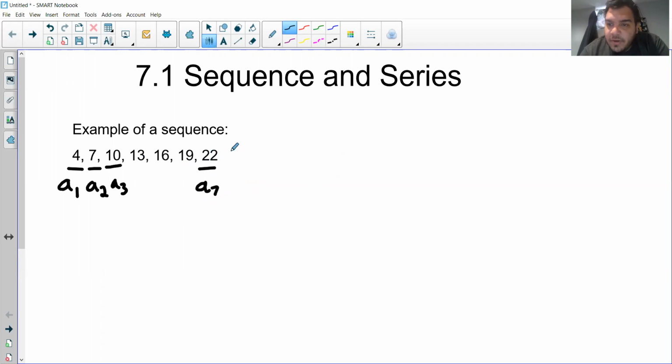And in here, someone already said it. Wait a second, you're just adding 3 each time. So we know it's just plus 3 each time to find a pattern. So can somebody tell me what A8, A9, and A10 will be? What will be the next 3 terms here?